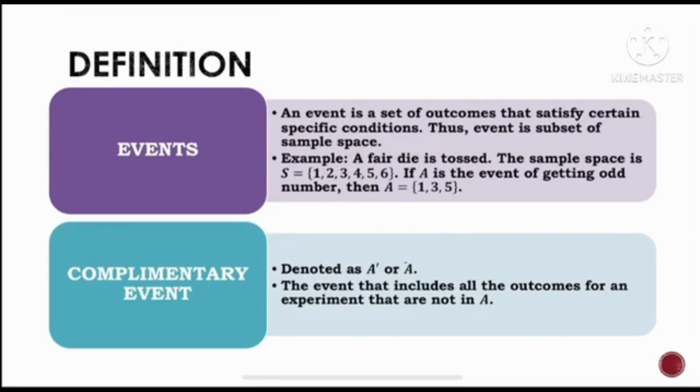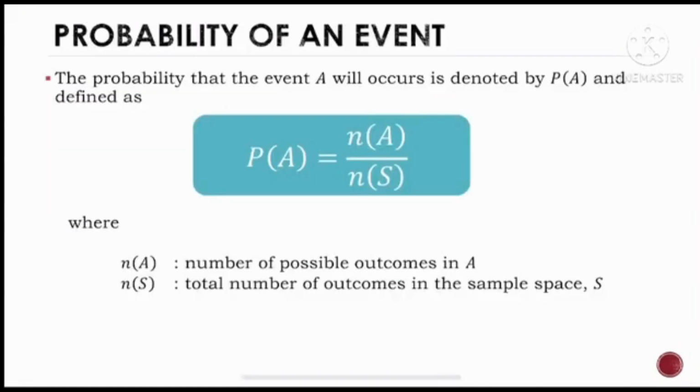For example, a fair die is tossed. The sample space is from number 1 to number 6. If A is the event of getting odd numbers, then A is 1, 3, and 5. Complementary event is denoted as A prime or A bar. It is the event that includes all the outcomes for an experiment that are not in A. The probability that the event A will occur is denoted by P(A) and defined as n(A) over n(S), where n(A) is the number of possible outcomes in A and n(S) is the total number of outcomes in the sample space.